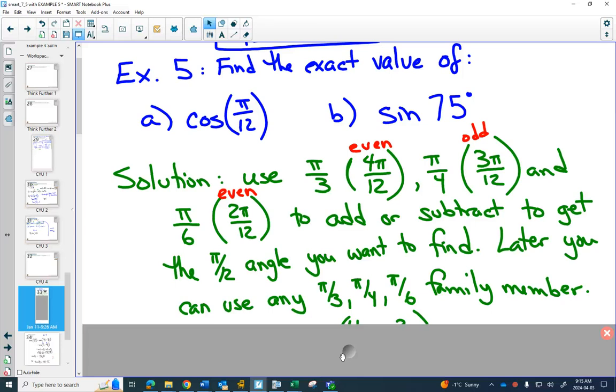So the families that we know are pi over 3, pi over 4, and pi over 6. You'll never use the axes families. It'll either be pi over 3, pi over 4, pi over 6. And you need to choose 2 of them and add or subtract to get the pi over 12 family that you want. So my first question for you is, can you see any ways you could add or subtract to get 1 pi over 12?